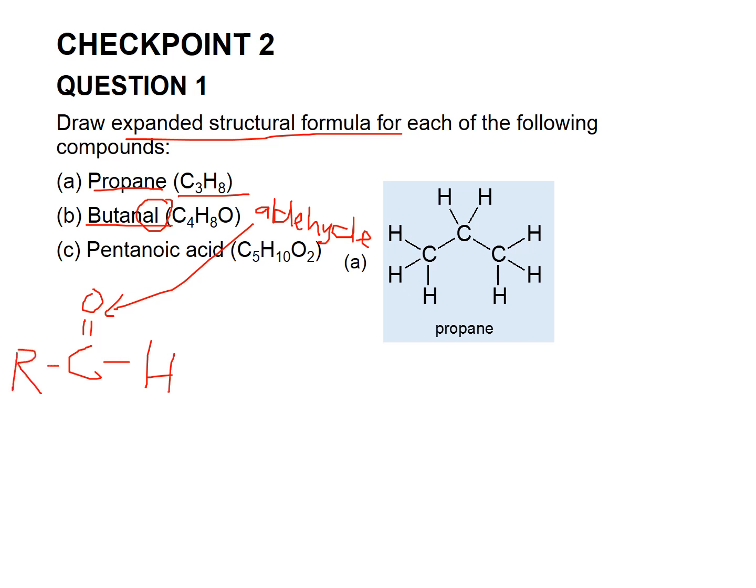Okay, so you have C, ada 4. Buka 1, 2, 3, 4. Aldehyde functional group dia wajib berada di hujung. Tak kiralah kanan, kiri atau kanan, wajib hujung. Okay, so kita buat kanan. C double bond O dan H dekat sini.